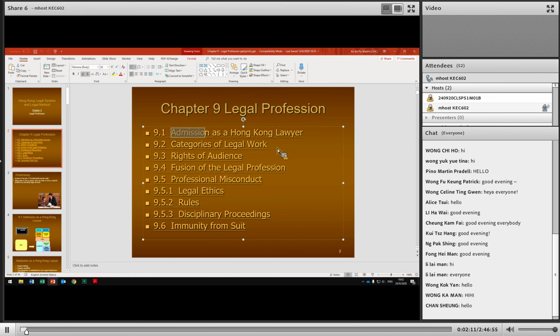First of all, admission. It means how a person can be admitted as a lawyer of Hong Kong. And also category of legal work. So we try to classify the legal work into different categories. Quite a crucial matter is about the right of audience. A right of audience means the right to be heard in the court, the right to speak for the client in the court.